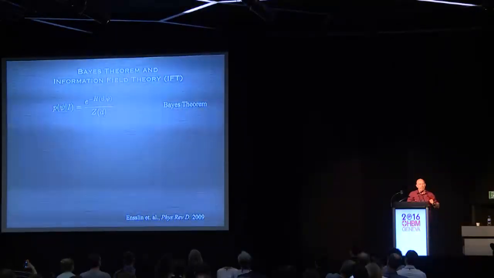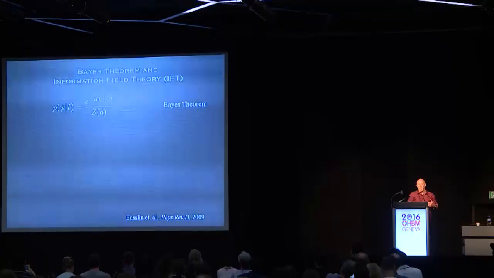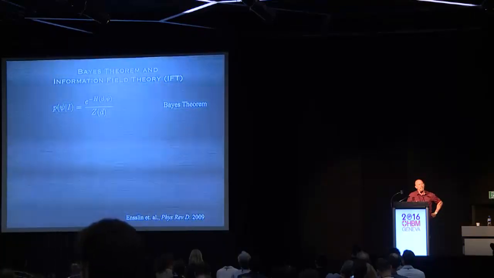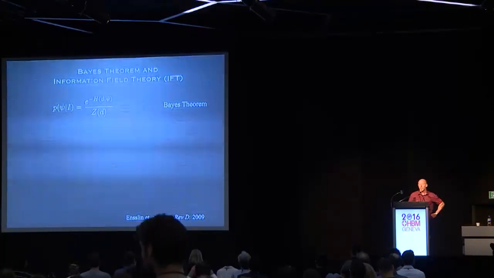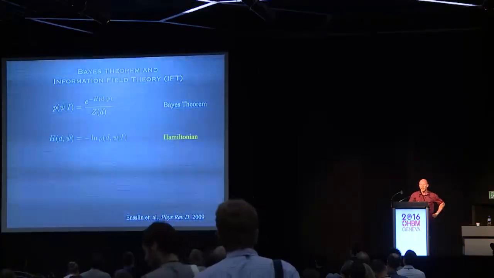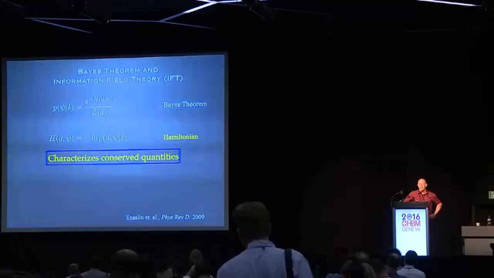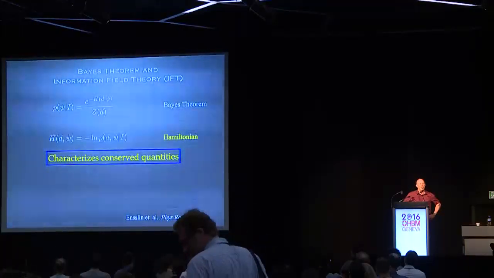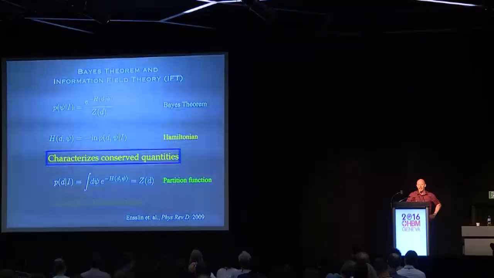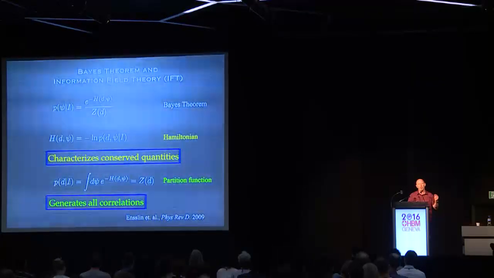Now there's a branch of physics called field theory, which is actually very good at handling fields, not surprisingly. It's very good at looking at fluctuations and correlations and approximations. It turns out you can formulate Bayes' theorem in terms of that. It's called information field theory. H in that Bayes theorem is the Hamiltonian, which characterizes the conserved quantities, and the partition function actually generates all the correlations.